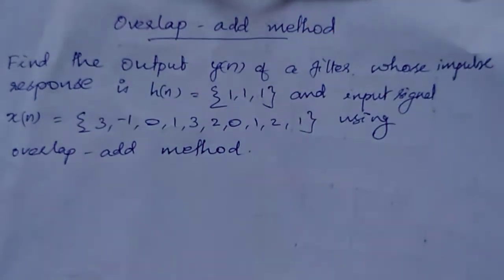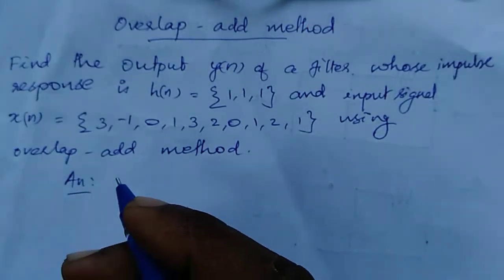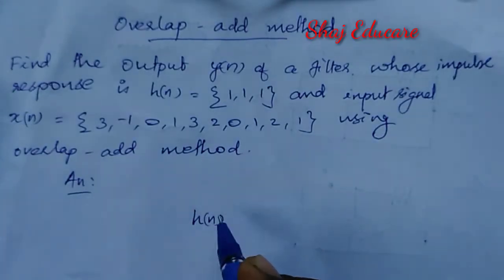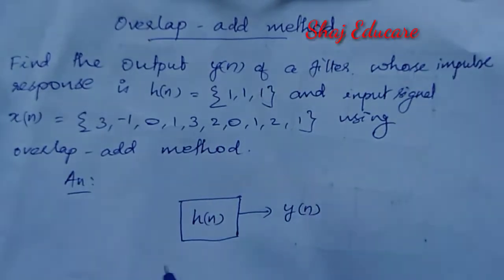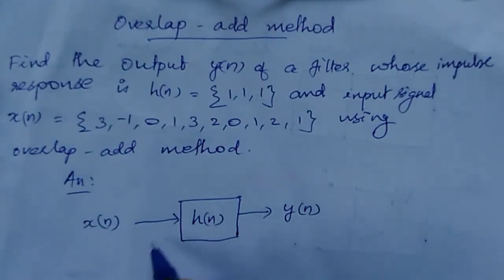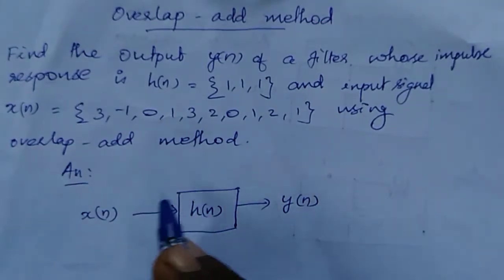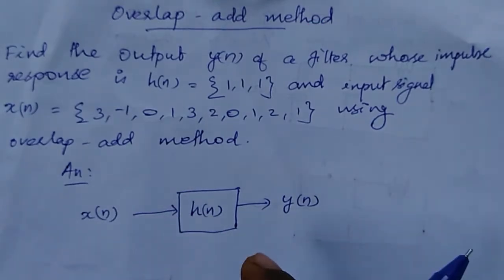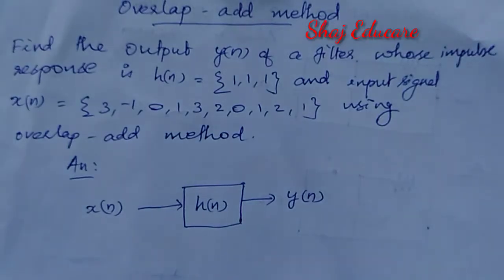We all know that the output of a system whose impulse response is h of n is generally denoted by y of n. The relationship between the input, output and impulse response is shown in this block schematic. Now let us start the overlap add method.